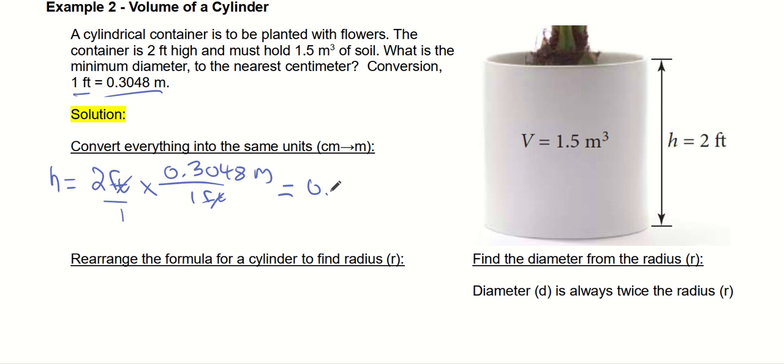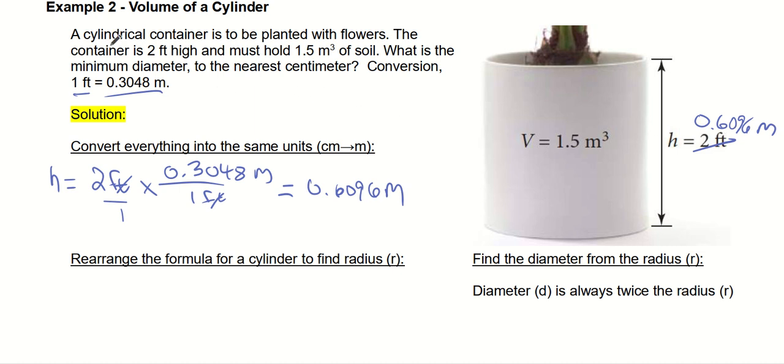So, in this case, I should have about 0.6096 meters. Okay, so I guess now we can cross this 2 feet out, and we can put 0.6096 meters right here. And you know what we forgot to do?